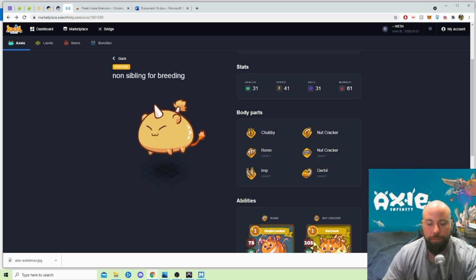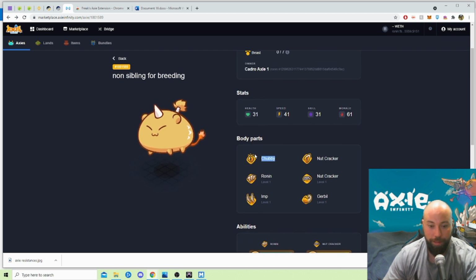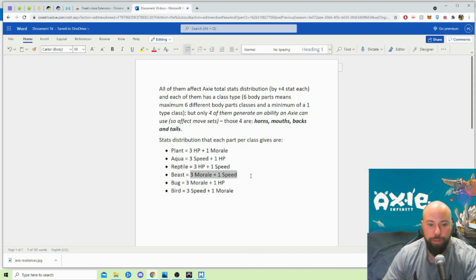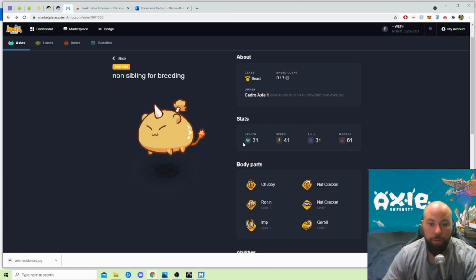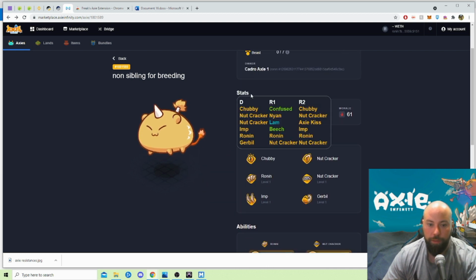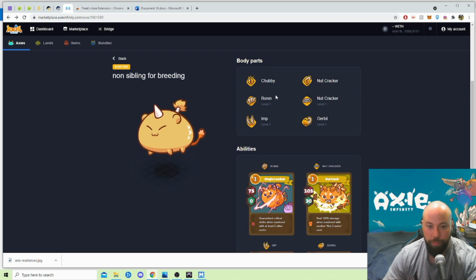Now, if, for example, these body parts had different characteristics, so if I had a plant type body part in one of these, then my stats would change, because instead of me getting that bonus of 3 morale, 1 speed, I might have 3 HP and 1 morale bonus instead of one of these 3 morale, 1 speed, which would then change the overall statistics here. Okay, so we talked about stats, we talked about body parts. Body parts are obviously gotten from genes, and the abilities are gotten from the body parts.